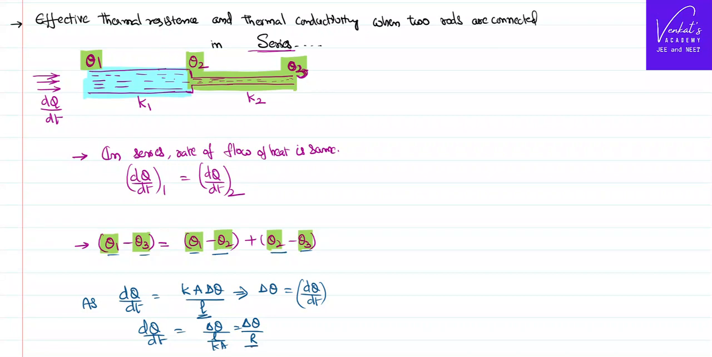We have already discussed this in the previous video. Thermal resistance is L by KA, where L is length, K is coefficient of thermal conductivity, and A is area of cross section. So we can write, taking that into consideration, delta theta can be written as dQ/dt divided by KA by L. So I will write it again for your convenience.